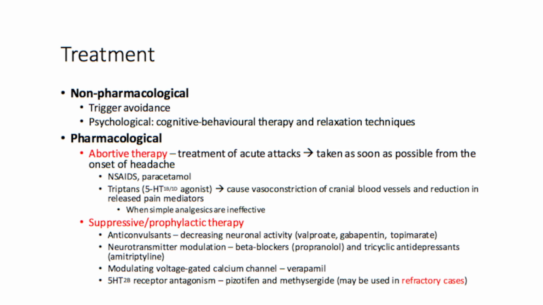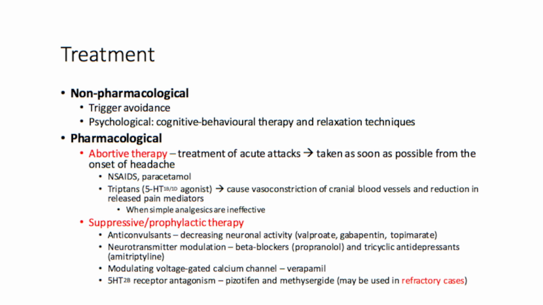Abortive therapy is where the treatment is for acute attacks, and patients take these abortive agents as soon as possible to curb the onset of the headache. It includes things like NSAIDs and paracetamol, or when simple analgesics are not effective, the use of triptans, which are serotonin agonists, which cause vasoconstriction of cranial blood vessels and reduction in the release of pain mediators.